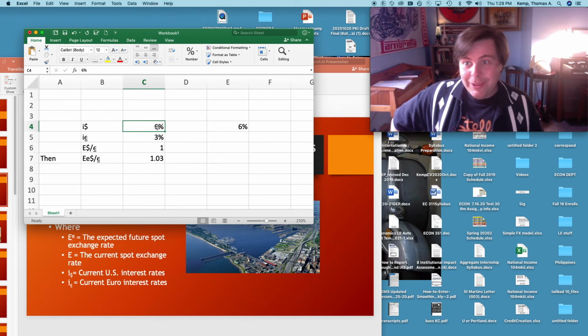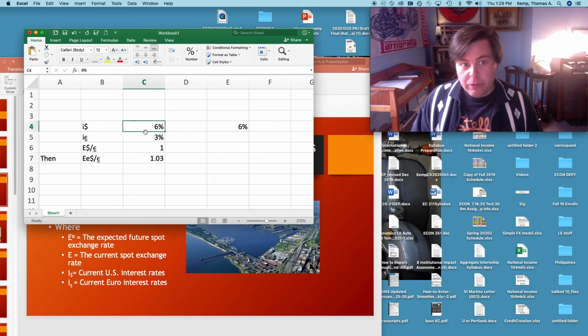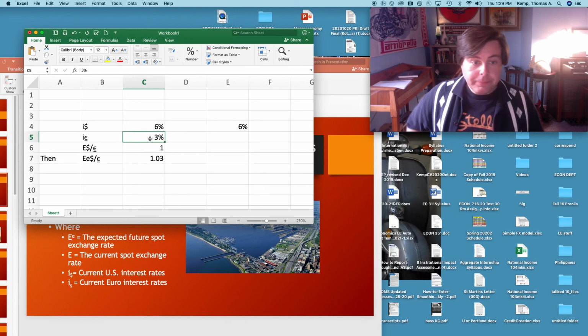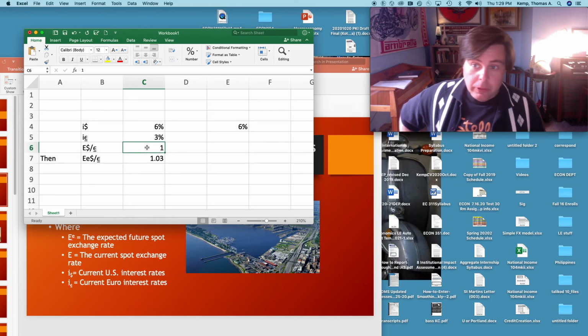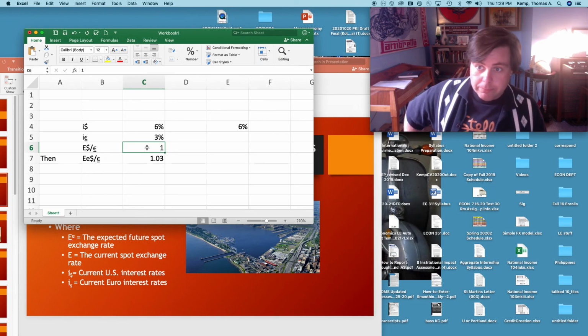Let's say that the interest rate in the United States is 6%, which I've just plugged in as 6% into this Excel cell here. Then the euro interest rate is 3%. Let's assume, for simplicity's sake, that the exchange rate is currently 1-to-1. That is to say, $1 buys €1.